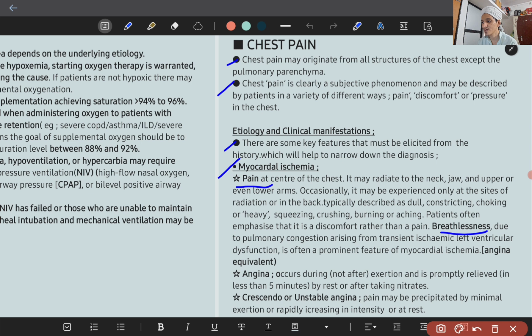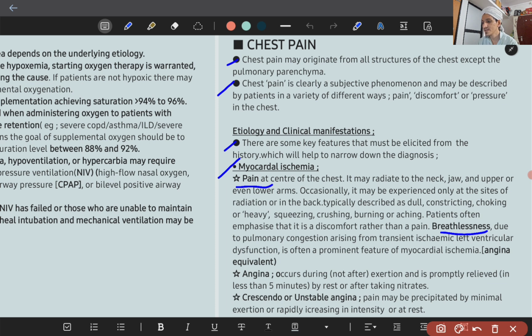Occasionally, it may be experienced only at the sites of radiation or in the back. So sometimes patients only have pain at the site of radiation, not at the center of the chest. This is also a very important point. Typically, that pain is described as dull, constricting, choking, or heavy, squeezing, crushing, burning, aching, any type of pain they can describe. Patients often emphasize that it is a discomfort rather than a pain.